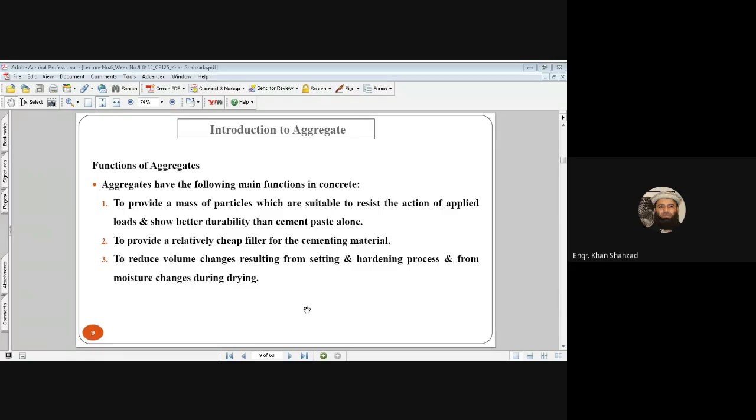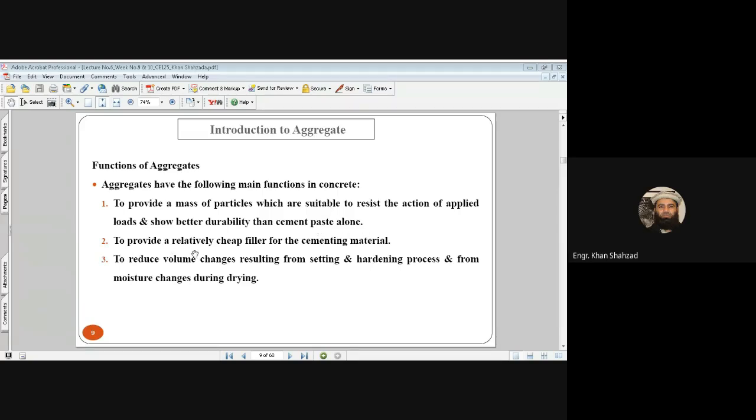Aggregates have the following main functions in concrete. Number one, to provide a mass of particles which are suitable to resist the action of applied loads and show better durability than cement paste alone. So when you are using these aggregates, it will make a proper mass of the concrete, or of the mortar, or of the asphalt. And when you apply loads on this concrete, it will resist that load properly and easily, and it will be durable as compared to the cement paste alone which you are using.